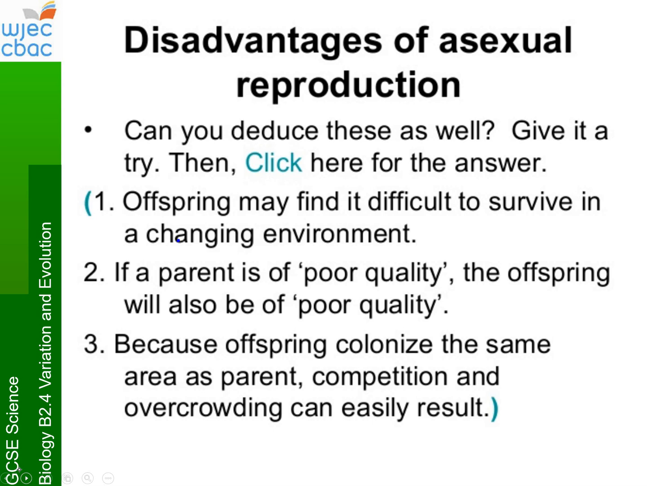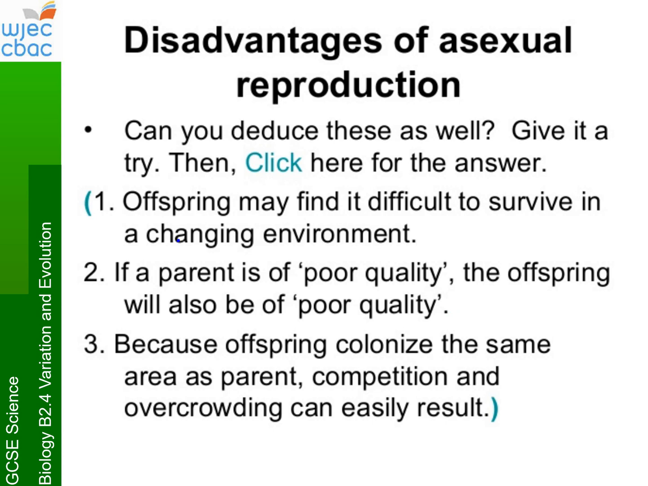Disadvantages of asexual reproduction, okay? The offspring may find it difficult to survive if the environment changes, because if they are all exactly the same, there's no chance for them to evolve and change. Mutation happens and causes a change in an organism, and this can be beneficial or detrimental to the organism to help it survive. Just like the last bullet point on the advantages, if a parent is of poor quality, then the offspring will also be poor quality because they will be genetically identical.